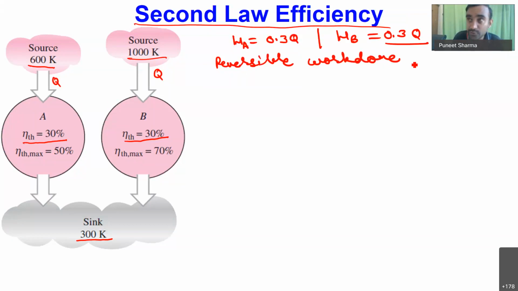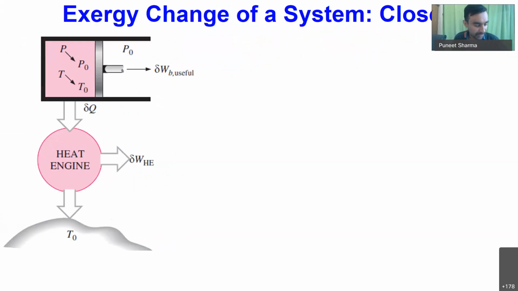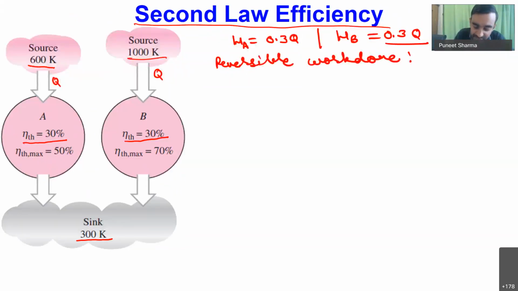Now if I have to calculate the reversible work done, what do I have to do? In case of reversible work, first I have to calculate the reversible efficiencies of these devices. The reversible efficiency of a device is equal to 1 minus T2 by T1. This is how we define our Carnot efficiency.